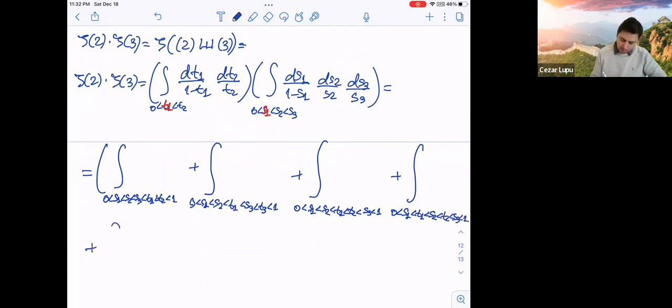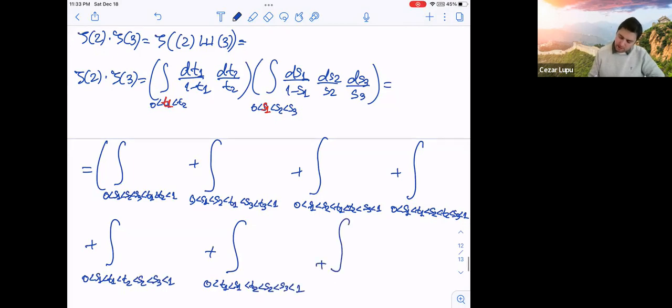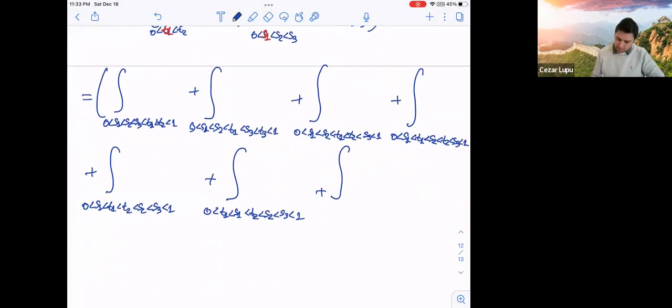So four, let's see what else do we have. S1 less than t1, less than t2, less than s2, less than s3. Plus another integral will be t1 less than s1, less than t2, less than s2, less than s3. Okay, and so the seventh one will be t1 less than t2 this time, less than s1, less than s2, less than s3, less than 1. Okay, great.